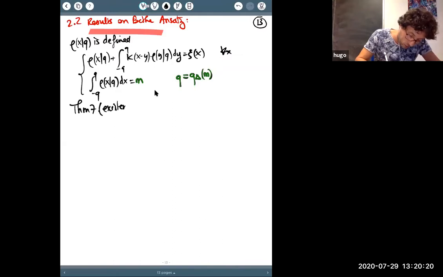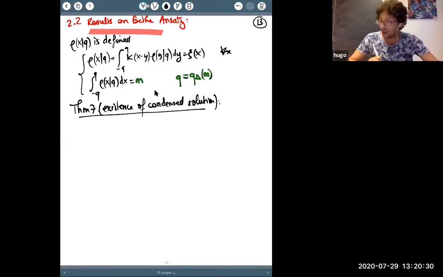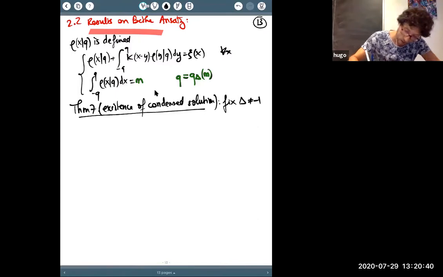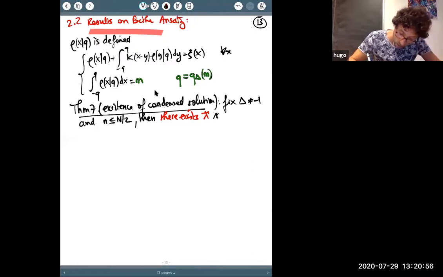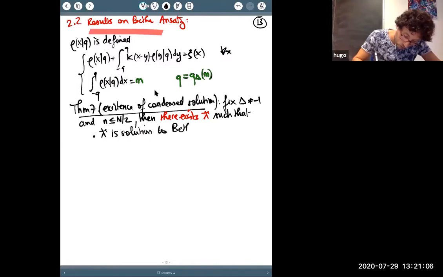it's about the existence of condensed solutions to Bethe ansatz. And by this, I mean the following. If you fix delta, maybe fix it not equal to -1, I want to be safe in what I'm going to write. And fix n smaller than capital N over 2. Then there exists a lambda such that, oh, okay, so what do I have? I have that lambda is solution to the Bethe equations.